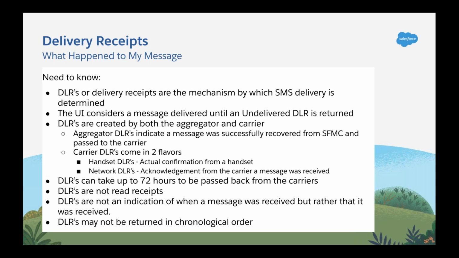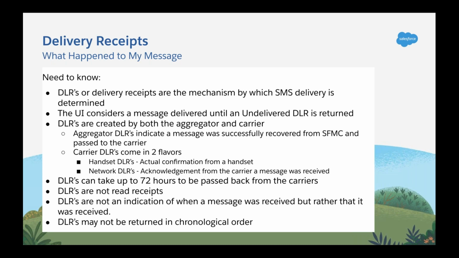However, carriers can be latent in actually passing those back. So if you check your send stats 2 days after a send is deployed, you may see a slightly lower delivery or even slightly higher delivery percentage than you saw initially on day one. That's just because some carriers, specifically tier 3 carriers that sit below the tier 1s in market, can take a while to pass those delivery receipts back.